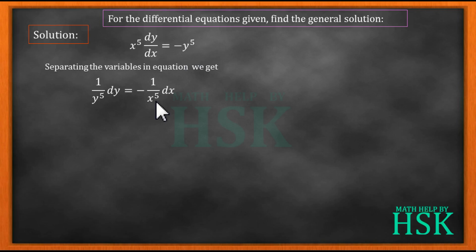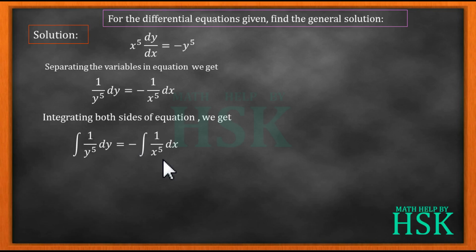Now we have to just integrate to get the final answer. Integrating both sides of the equation, I'm going to get the equation like this. Now these two terms, y to the power of 5 and x to the power of 5, which are in the denominator, can be written like this. Integration of y to the power of minus 5 dy is equal to minus of integration of x to the power of minus 5 dx.